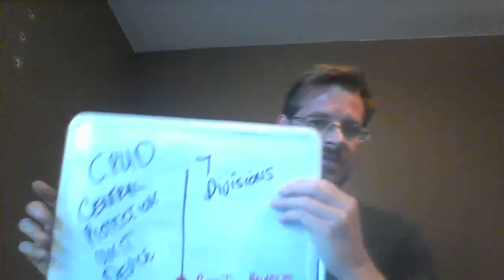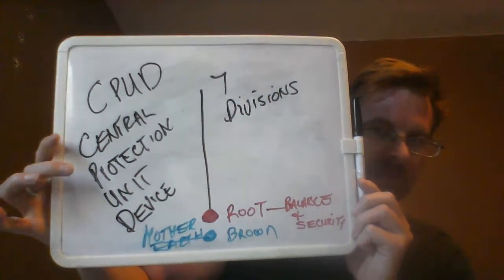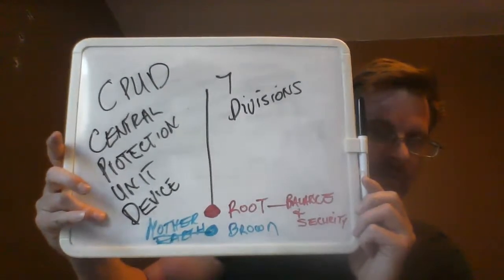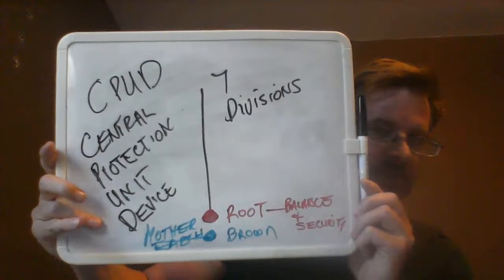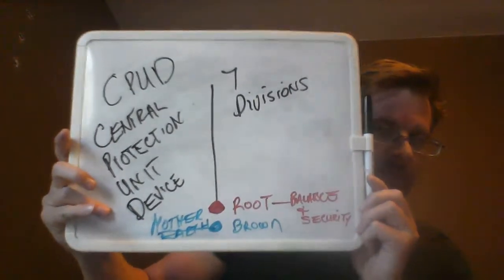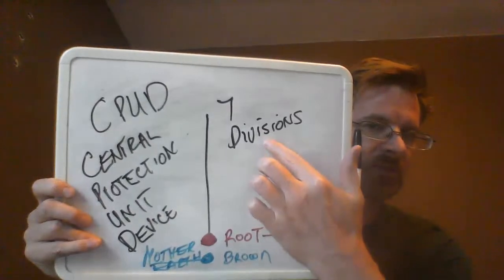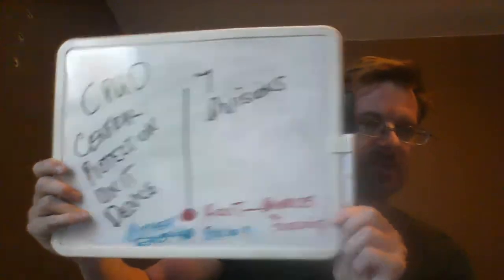So I want to show you that one more time. Central Protection Unit device. Get connected with Mother. Get connected with your root. Your balance and your security is its alignments. Very, very important. So you can get connected through the 7 divisional lines through your circuitry levitation system.